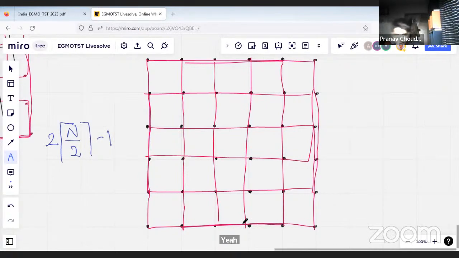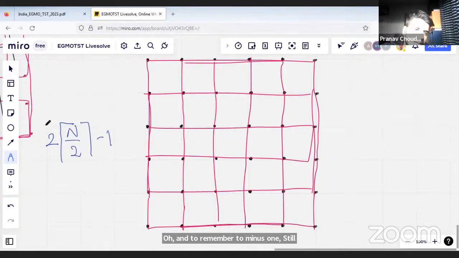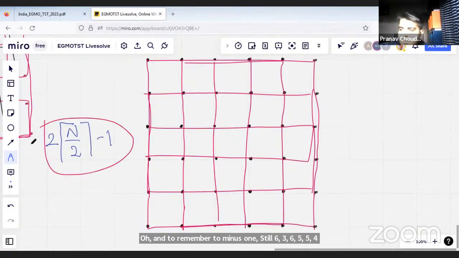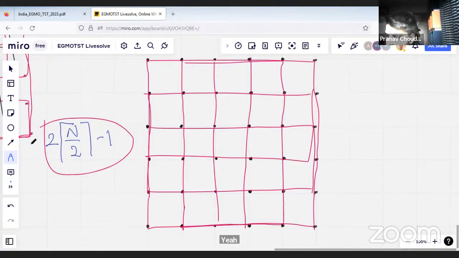2 into n by 2 minus 1. So 6, 3, 6, 5, 5, 2, 3, 6. Yeah, this seems to be the correct answer. For n equal to 5, we got 5.